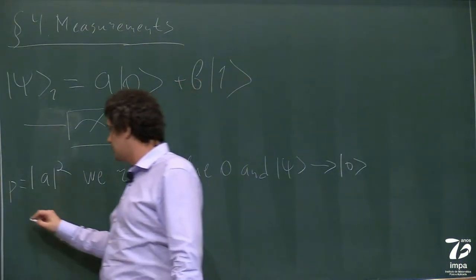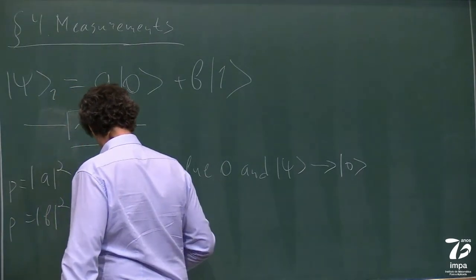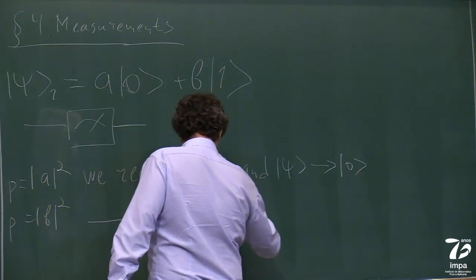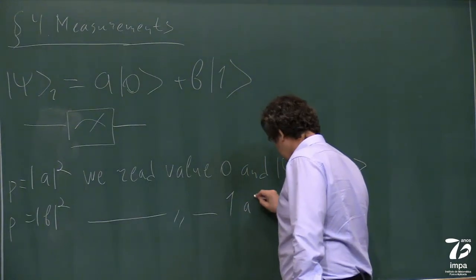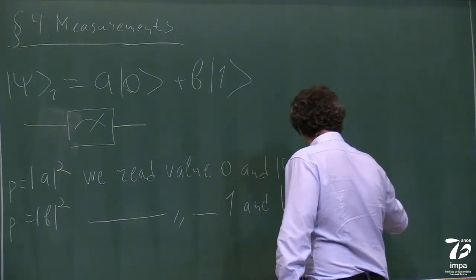And with probability absolute value of B squared, we read the value one, and psi goes to one.